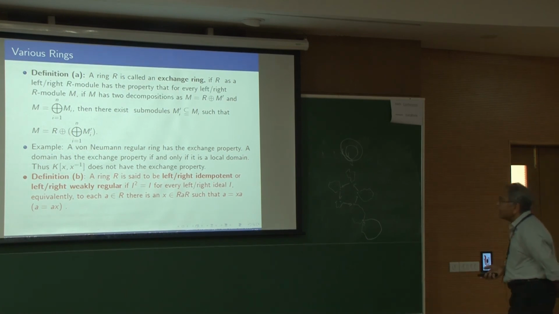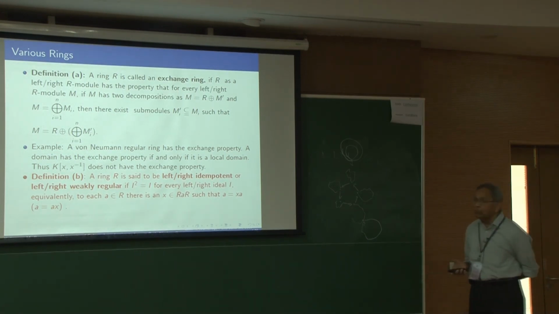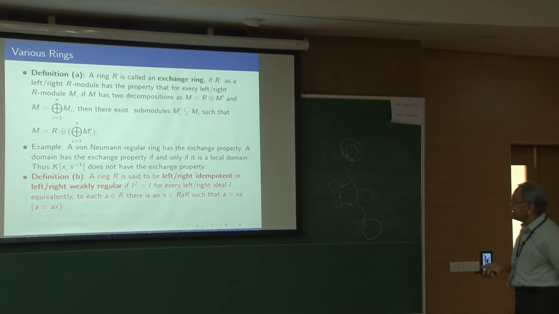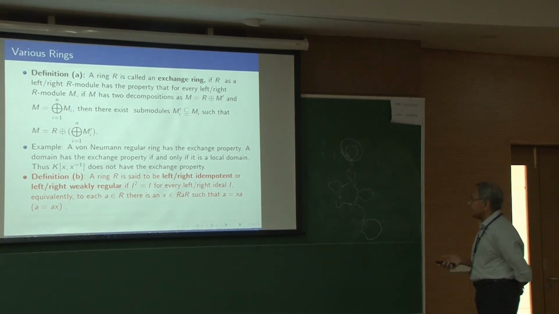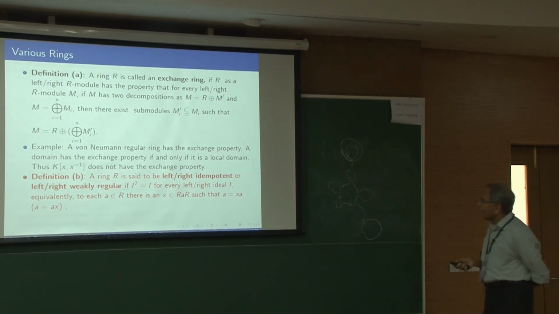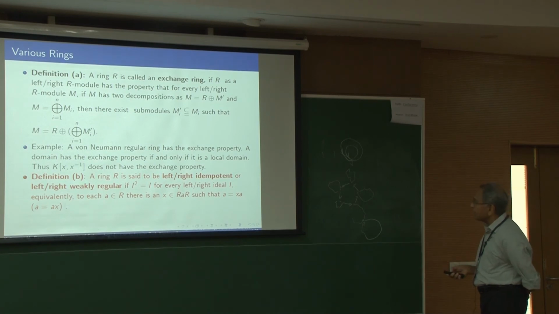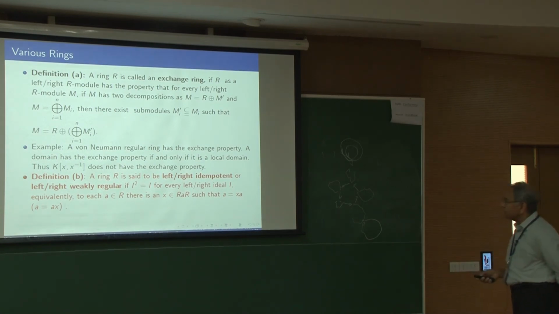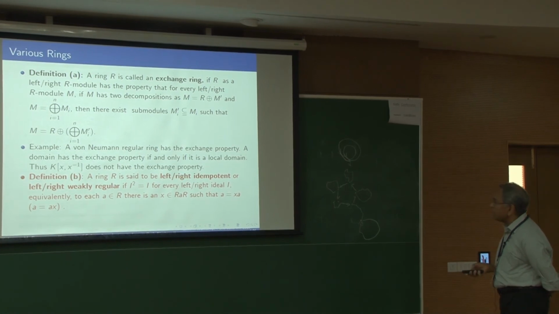Another property: a ring is said to be an idempotent ring if, as the word suggests, given any left or, say, right ideal I, I squared must be equal to I. Now this is also called a weakly regular ring, which element-wise means given any element A, there is an element X in the two-sided ideal generated by A so that A equals XA if it is left, or A equals AX if it is right weakly regular. Again, these are independent properties.